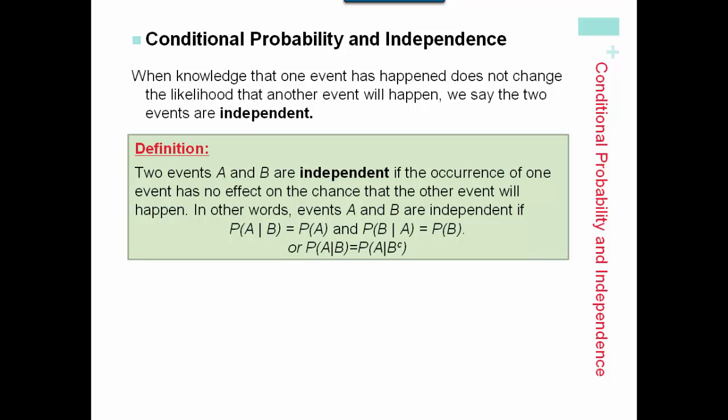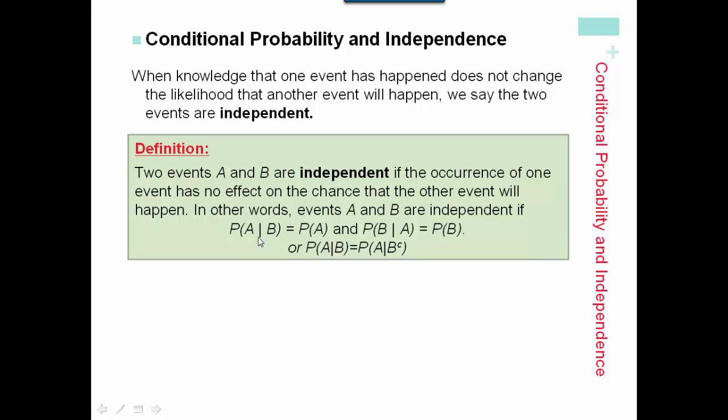If knowing that one event has happened does not change the likelihood of another event, we say the two events are independent. Two events, A and B, are defined as independent if the occurrence of one event has no effect on the chance the other event will happen. In other words, events A and B are independent if the probability of A given B is equal to the probability of A, and the probability of B given A equals the probability of B, or the probability of A given B equals the probability of A given not B. Remember, complement is like saying 1 minus that, or it's not that.